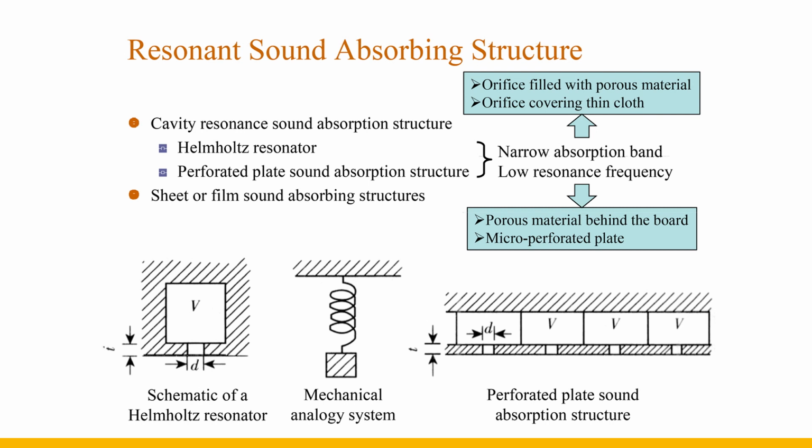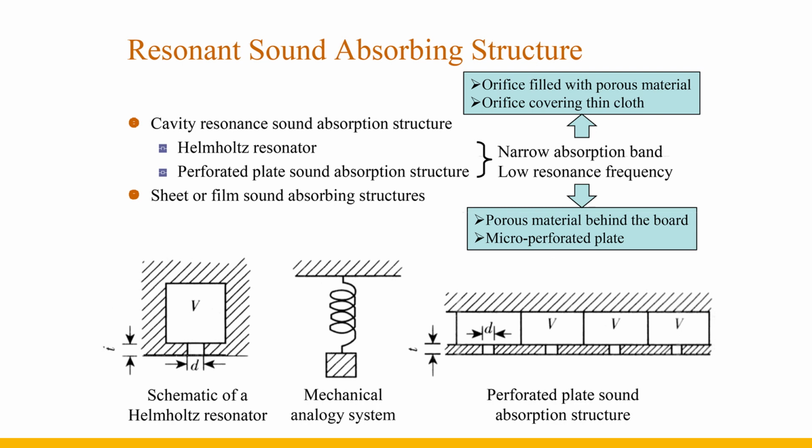The hole depth and diameter of the Helmholtz resonator are much smaller than the wavelength of the sound wave, and the elastic deformation of the air column in the hole neck is very small, so it can be treated as a mass. During the vibration process, the sound energy is dissipated by the friction between the air column and the side wall of the hole neck.